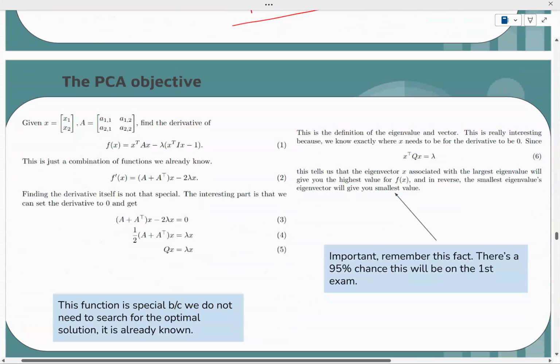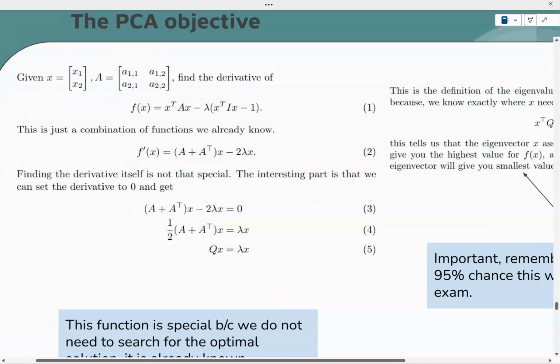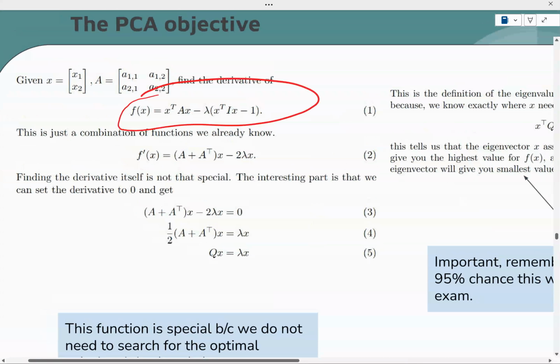The PCA objective. This one, we will run into it. The PCA objective looks something like this. We solved something very similar to this previously. All you need to know is basically how to take the derivative of the quadratic. This is called the quadratic form, and this is another quadratic form, and this is a constant. So the quadratic form here is easy if you remember the solution, which is A plus A transpose times X. So we did that.